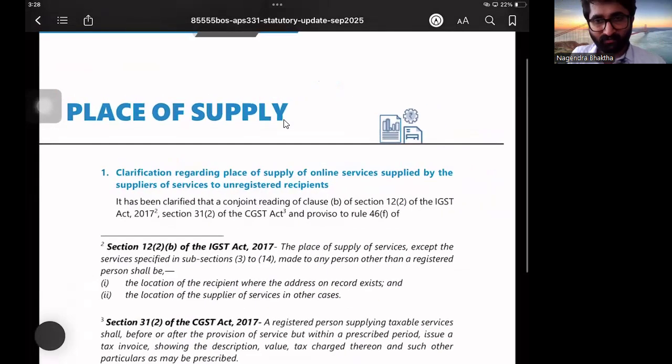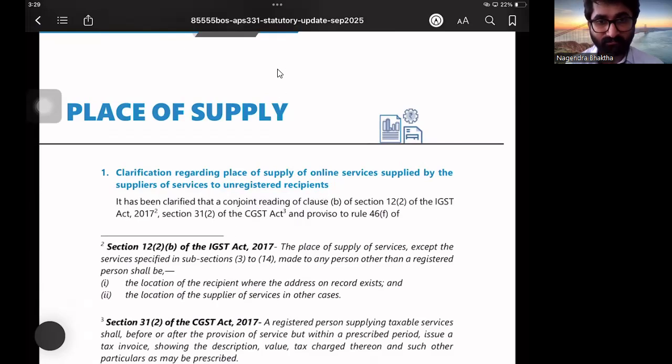The clarification regarding the place of supply of online services supplied by the supplier of services to an unregistered recipient. So what is the place of supply where online services are supplied by one person to an unregistered recipient? For example, I'm giving the online service free of cost, but still, what if I provide the service to you and you are an unregistered person? In that case, what is the place of supply?